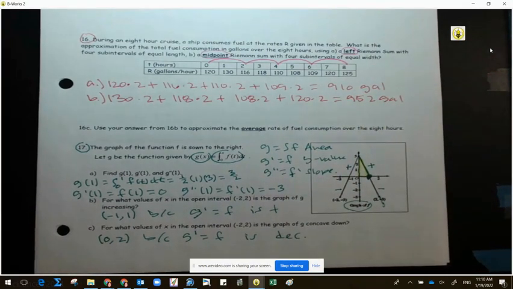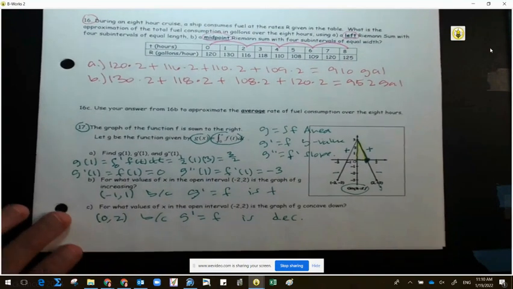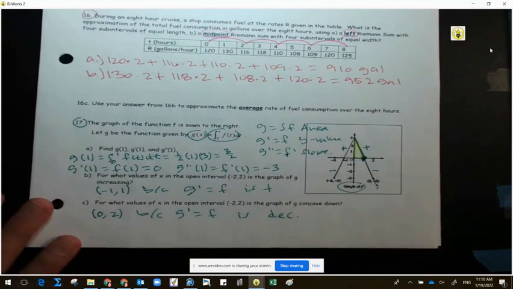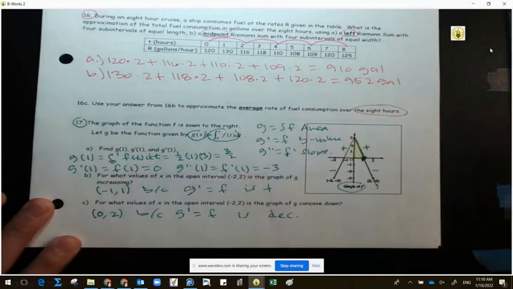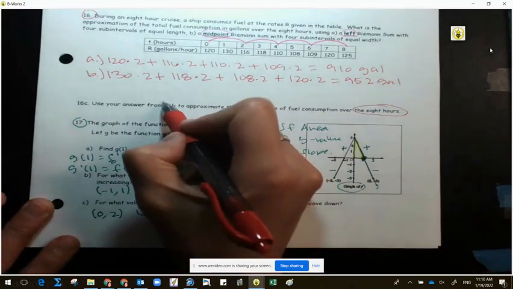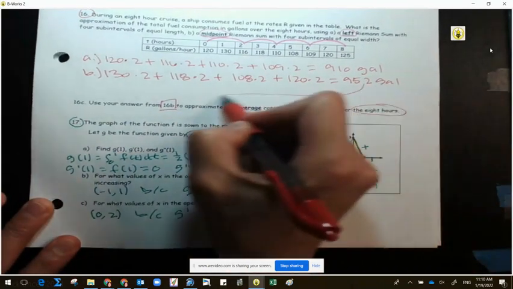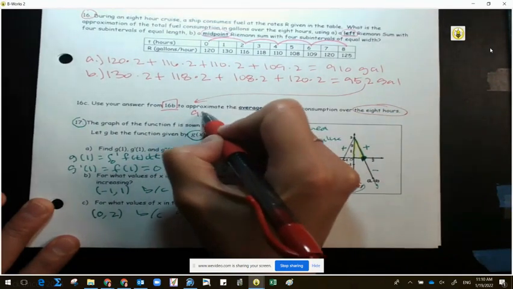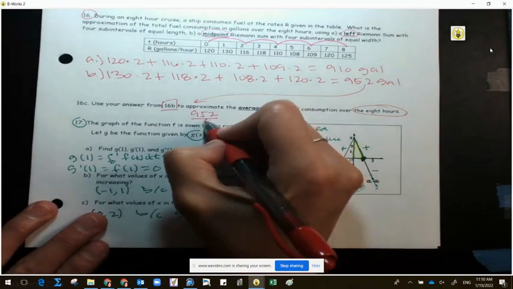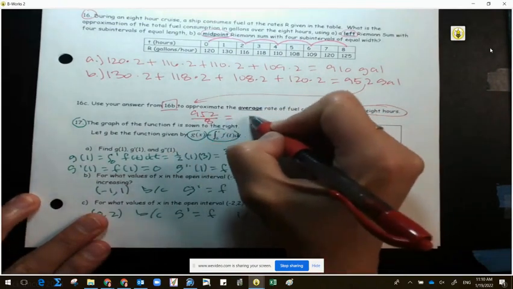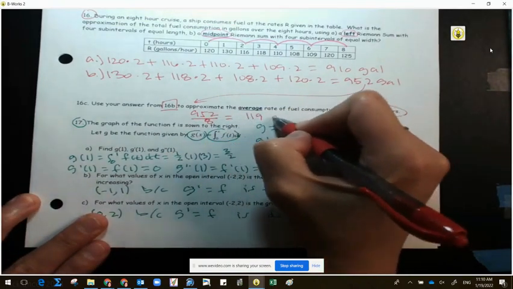So let's go on to 16C. Xavier, go ahead and read 16C. Use your answer from 16 to approximate the average rates of fuel consumption over the 8 hours. So I want the average of the 8 hours. So we know it says use 16B. Use that number. So we have 952. And that was in the course of how many hours? 8 hours. And that's going to give me the average is 119 gallons per hour.